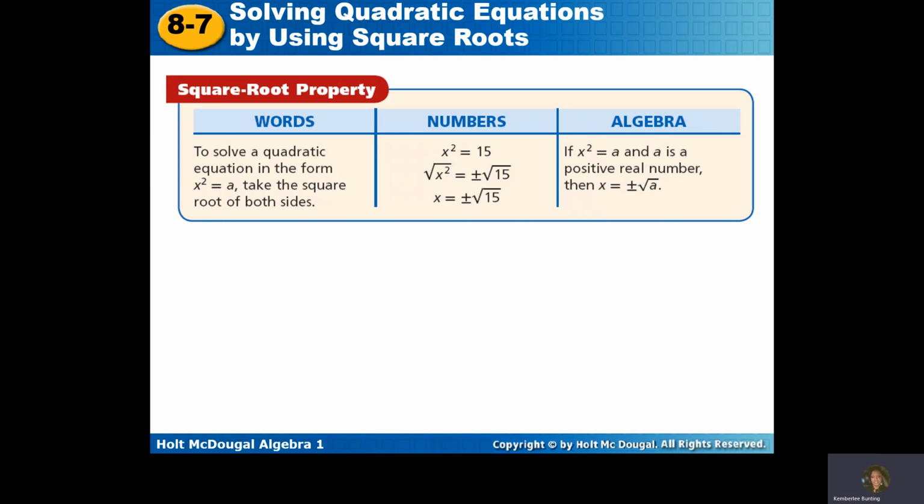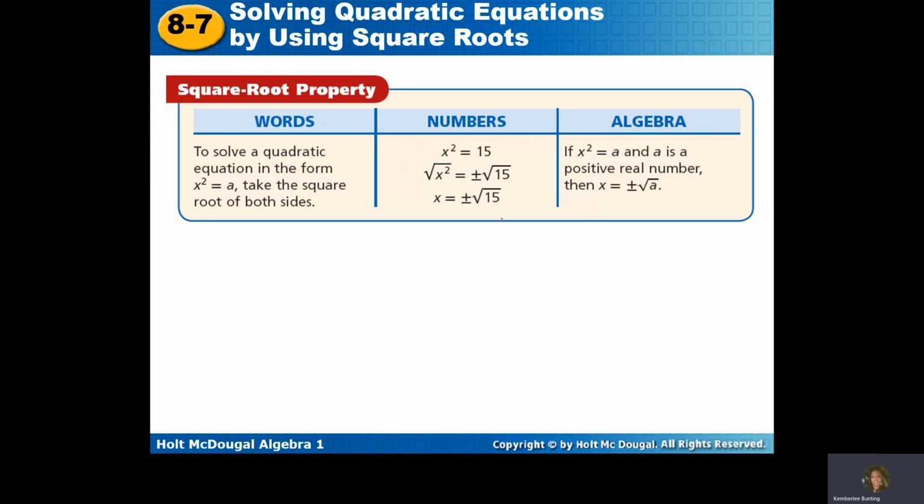So here's the square root property, young people. The text offers that to solve a quadratic equation in the form x squared equals a, take the square root of both sides. So you can isolate the x squared term and then isolate the constant term on the other side. x squared is on one side, the constant term is on the other, and you can use square roots to solve it.